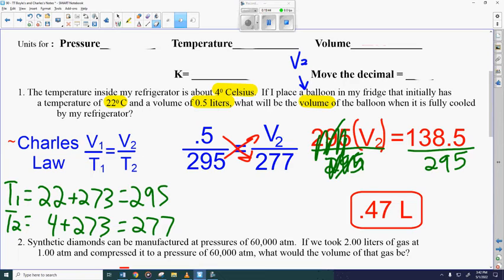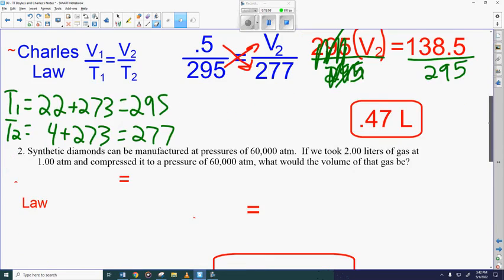So 0.47, I don't need to go anywhere beyond that. So just make sure you give me a couple of sig figs. Remember, those first couple after the decimal are zeros. Keep going until you get a couple of regular 1 through 9 numbers. All right, so that's the first one.